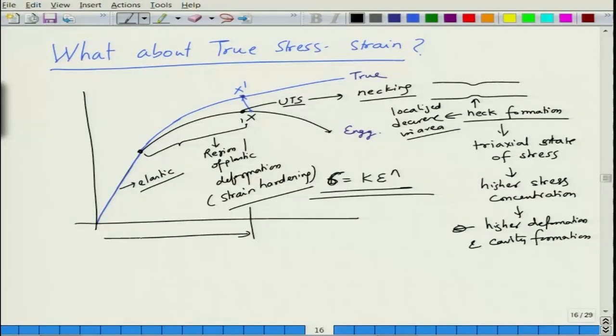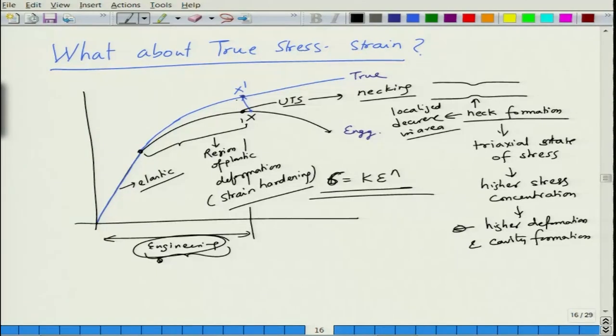So, generally from the deformation perspective, we do not cross the UTS point because that is when instability arises. That is when the stress state changes, that is when the material starts having defects like cavities and voids and so on and so forth. So, from the engineering perspective, the deformation is limited. So, from the engineering point of view, we are interested in deforming the material up to sigma UTS.